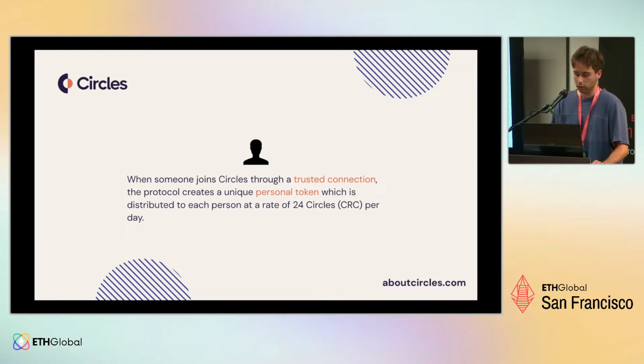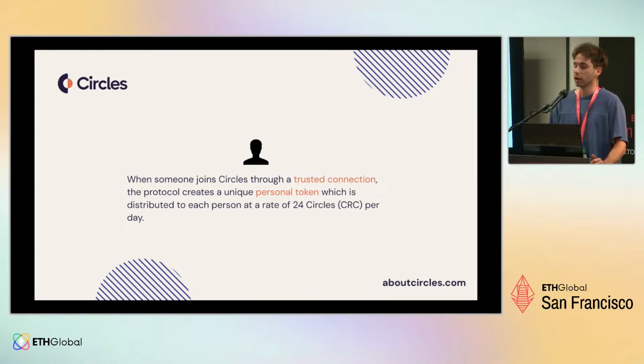So how does it work? First, you need to have a Circles avatar in order to interact with the Circles protocol. You need to get invited for this. If you need an invitation, you can ask in the Telegram or Discord channel, or you can come to our booths to ask us directly in person. When you have the invitation, you will be able to create your personal avatar. When your personal avatar is set up, you will mint 24 Circles tokens per day, so 1 token per hour.